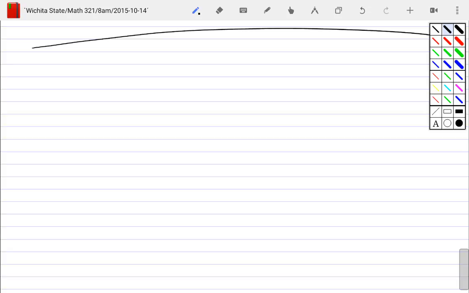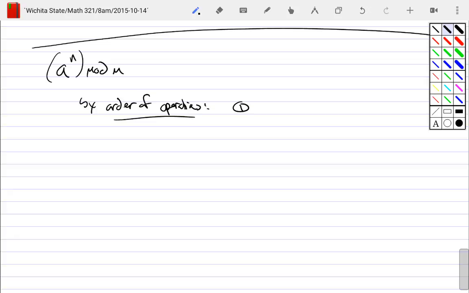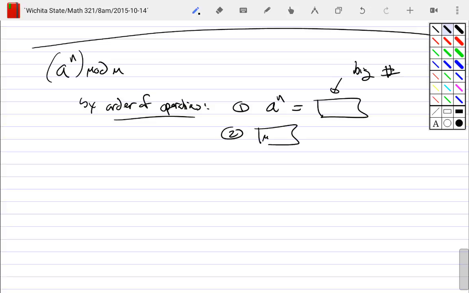All right, last one. This is a specific type of exponentiation that we'll have to think about, which is to take a number to the nth power modulo, say, m. The book normally uses b, but we usually use b as the base, so I'll just write this as a. How could I possibly do this by hand? Normally, what's the order of operations? What would you do first? A to the n, and you would find a big number, right? And then we would take that big number and finally do the mod m.